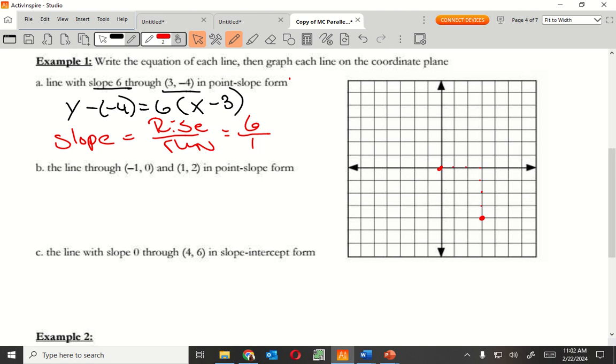So I started with my point and now I'm going to use my slope. From my starting point right here, it's going to rise 6, right? So I need to go up 6. 1, 2, 3, 4, 5, and 6. And now I need to go to the right. My run's going to be to the right. How much? 1. There we go. And in between those 2 points right there, bam. Draw a line.